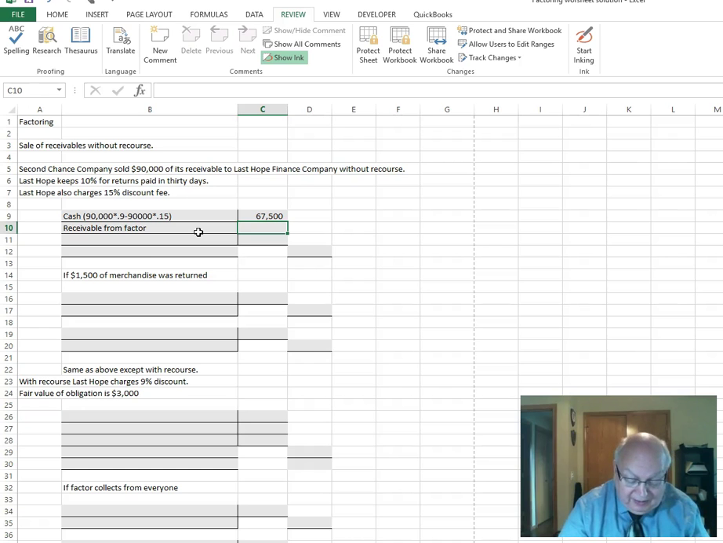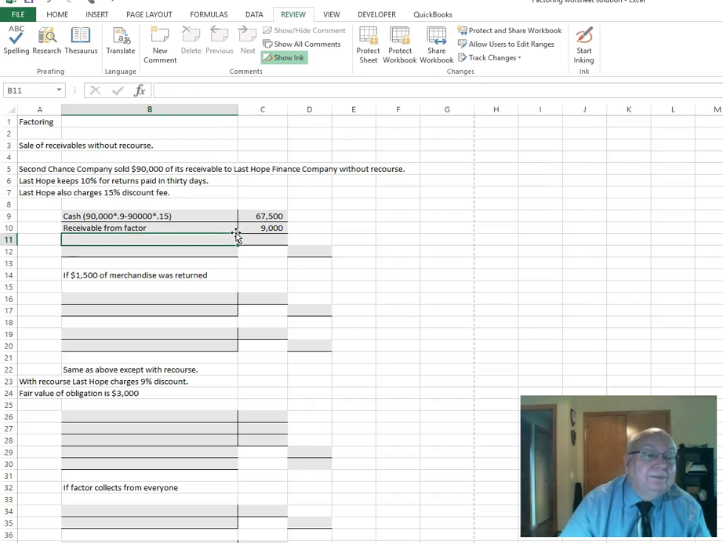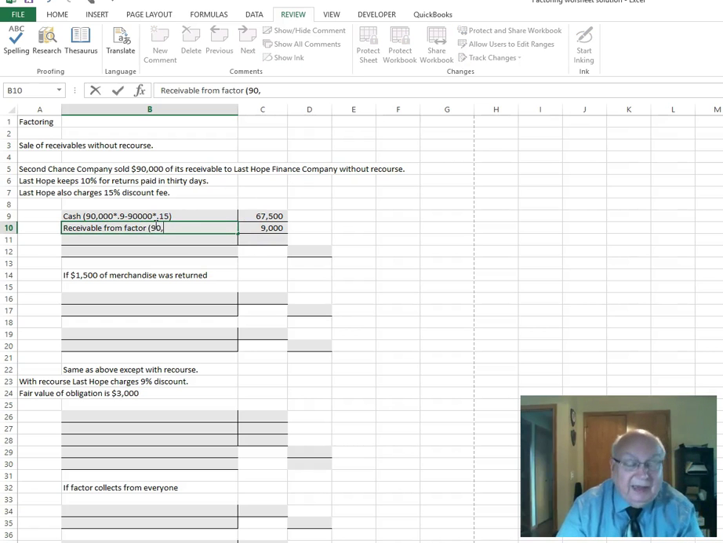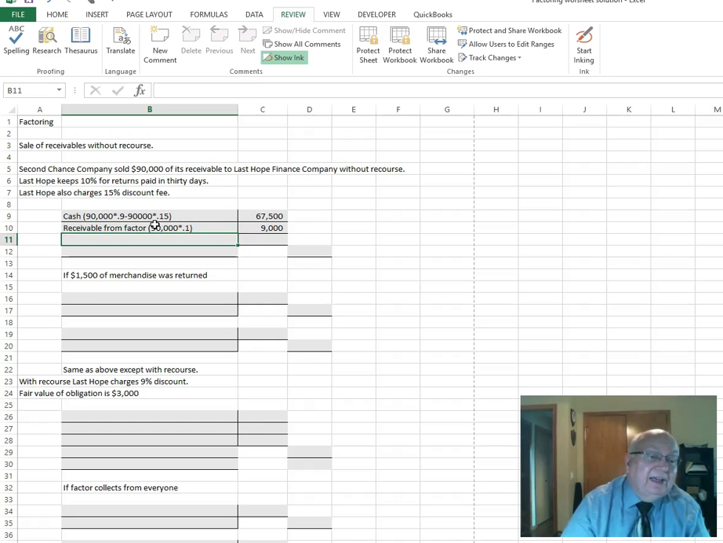Okay, and this one is the 90,000. Got my equal sign, times 10%. I'll put that in here also. So you have 90,000 times 0.1, because that's what they keep. You'll get that back in 30 days. That's for returns and that type of thing.